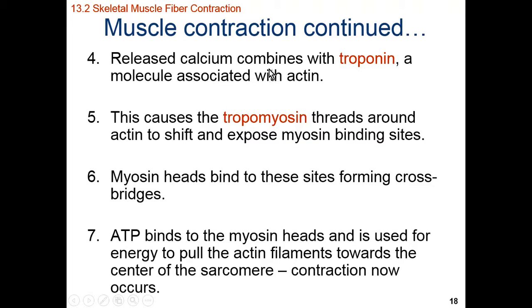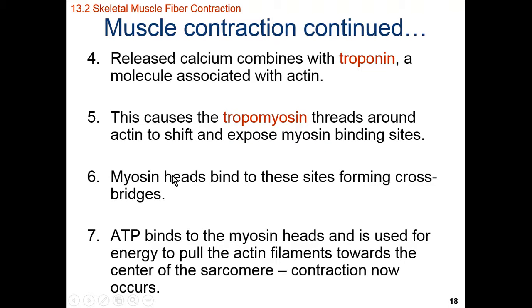haven't talked about yet. This protein is within the sarcomere, particularly on the thin filaments. This protein is called troponin, and when troponin binds to calcium, or calcium binds to troponin, that causes troponin to change shape and pull an attached protein called tropomyosin out of the way so that actin and myosin filaments can come in direct contact with each other.